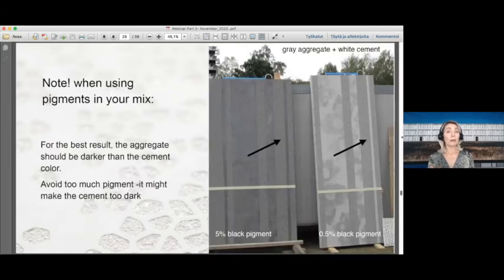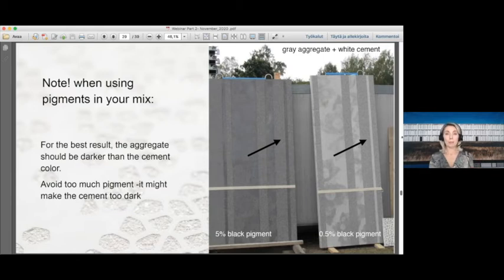This is a very important thing also: if you use pigments, you should remember to keep the aggregate darker than the smooth cement. That would give you the best result. Here you can see those indicators. They show the aggregate color is the same in both panels, because you can't color stone. It's just a gray aggregate. But in the left panel, they put in black pigment, and put in a little bit too much, because it became too dark. You totally lose the contrast. You totally lose the image.